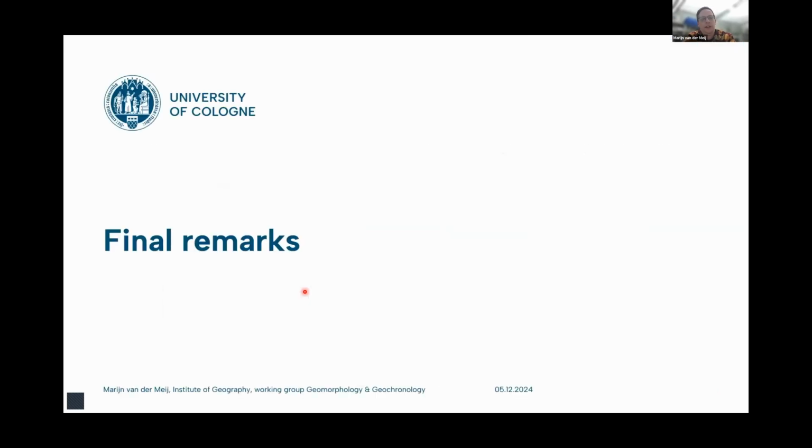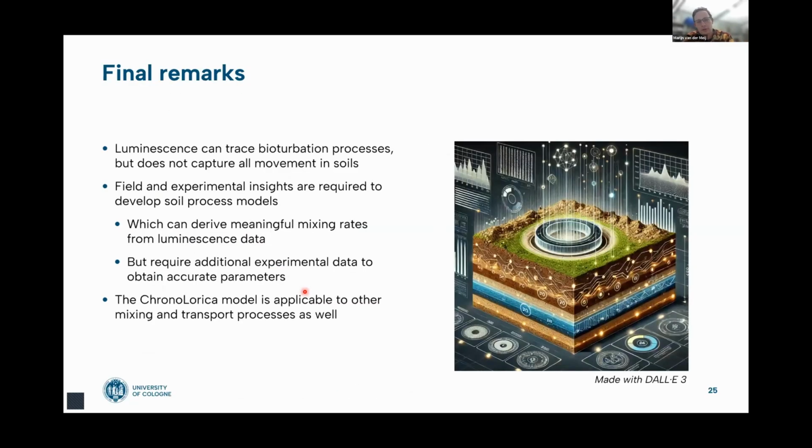What's important here is that we can actually use numerical models to get more out of our luminescence data than what we expect is already in there. So the luminescence data can help to trace bioturbation processes in soils, but do not capture all the movement which is occurring in soils. And then we need the field experimental insights to have an understanding of what the actual processes occurring there are, and try to translate these into meaningful soil process models, so bioturbation or mixing models. With them, we can actually derive meaningful mixing rates from the luminescence data.